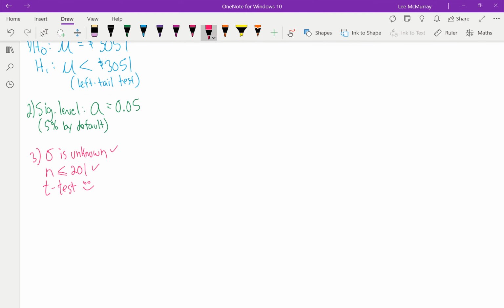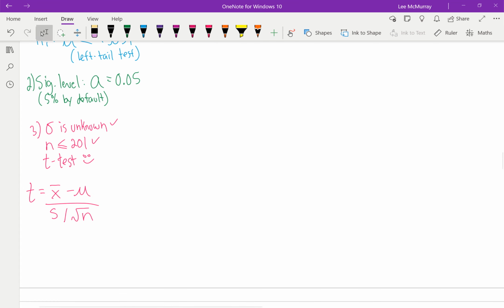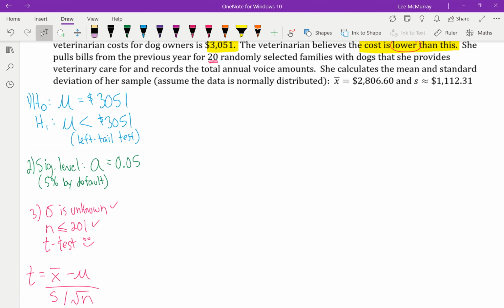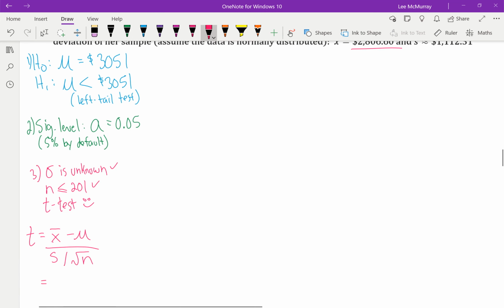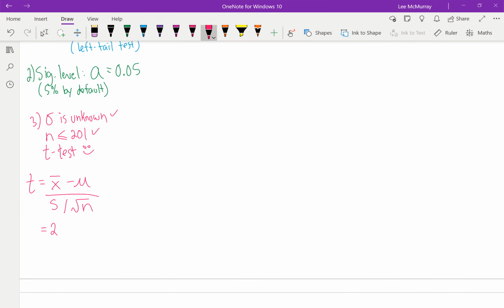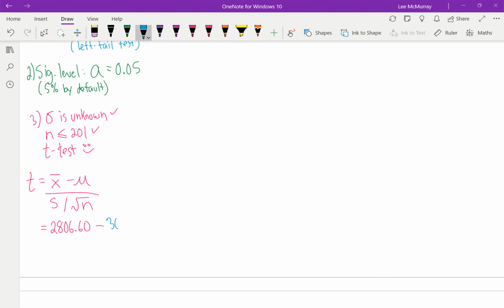Okay, so for our t-test, t is equal to, for the formula, x bar minus the mean divided by the standard deviation divided by the square root of n. In this case, x bar would be our sample mean. So if we come back up here, we have a sample mean of 2,860, and we're going to subtract the population mean here, the claim mean, which is 3,051.